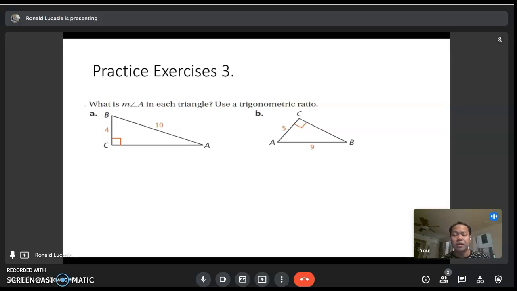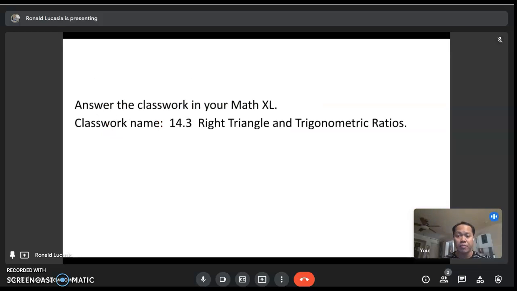Okay. Answer this practice exercise test number 3. What is the measure of angle A in each of the triangles? And then afterwards, you can start working on your Math Excel classwork. Classwork name is 14.3, right triangle and trigonometric ratio.